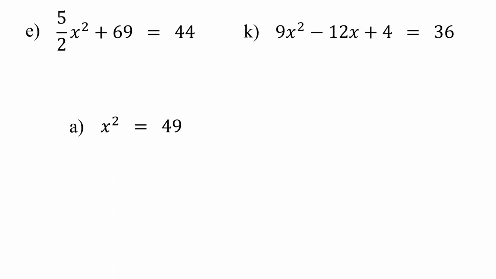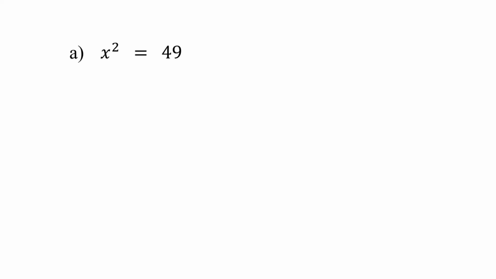Our first equation is x squared equals 49. By applying the square root property, we find that x equals plus or minus the square root of 49. Next, we simplify the square root. The square root of 49 is 7, right? Therefore, the solutions are x equals 7 or x equals negative 7.